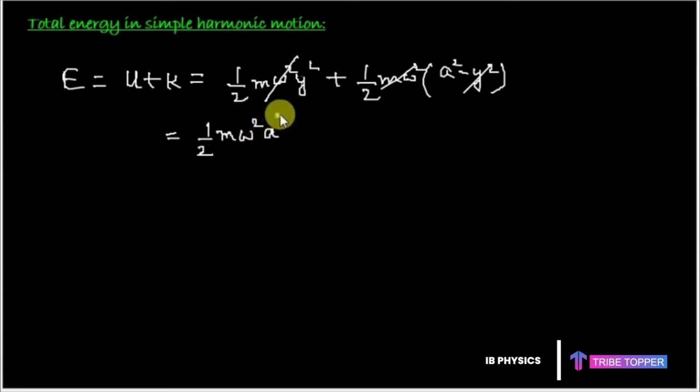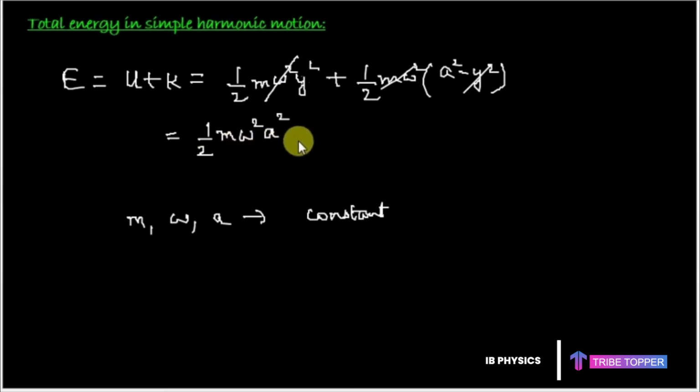And we know in simple harmonic motion our m, omega, a, they are all constants, which obviously means that the total energy of the particle which is executing the simple harmonic motion would remain constant at all times, because it's not dependent on anything else. This is half m omega square a square, which is constant.